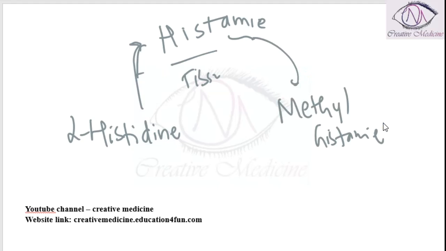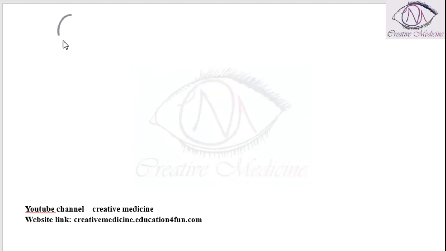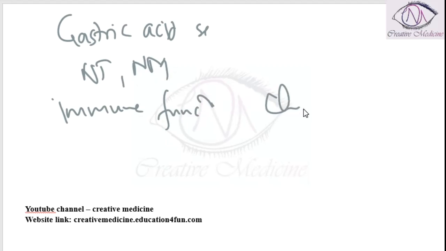This histamine plays an important role in allergic reactions. In all the allergic reactions and in anti-inflammatory reactions, the histamine plays an important role. Then it is important in gastric secretions also. Gastric acid secretion, it is a neurotransmitter and neuromodulator. It plays an important role in immune function and also in the chemotaxis of WBC cells.